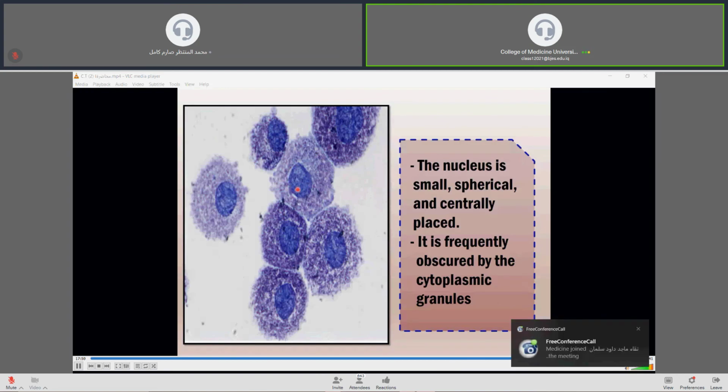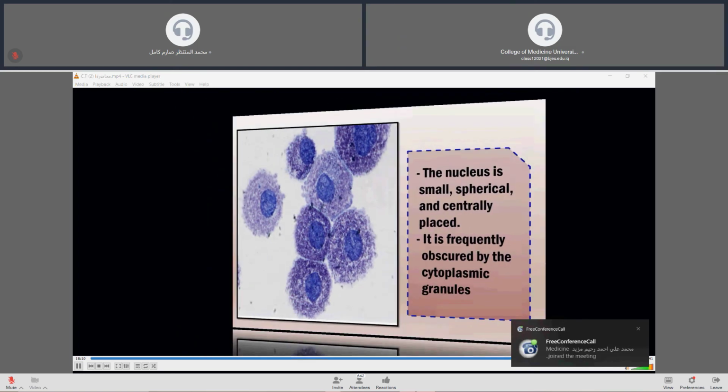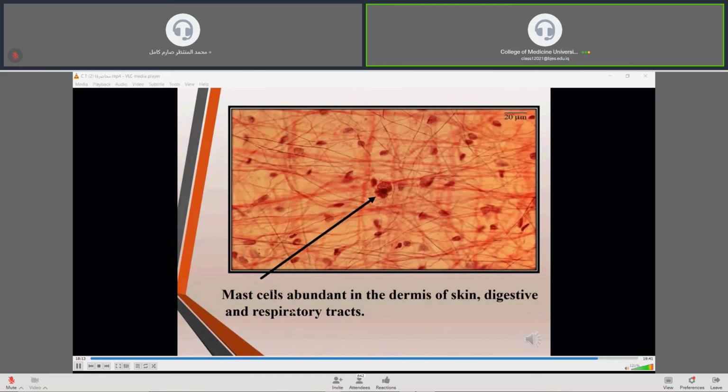The nucleus is in the center of the cell. It is frequently obscured by the cytoplasmic granules. We notice that the nucleus is covered by granules because of the large number of granules in the cytoplasm. Mast cells are abundant in the dermis of the skin, and in the digestive and respiratory tracts.